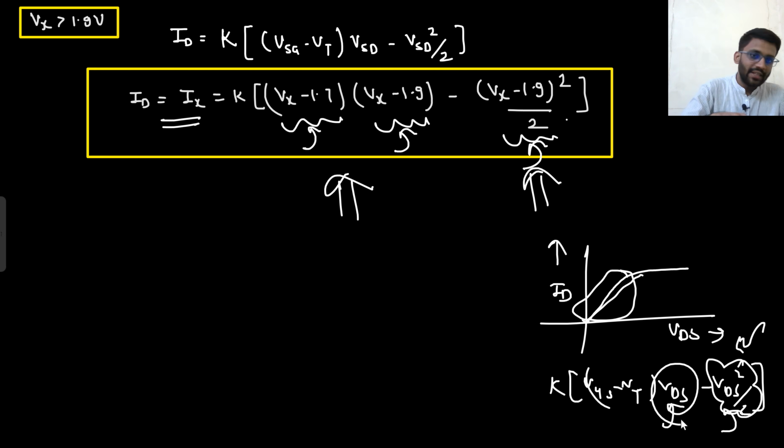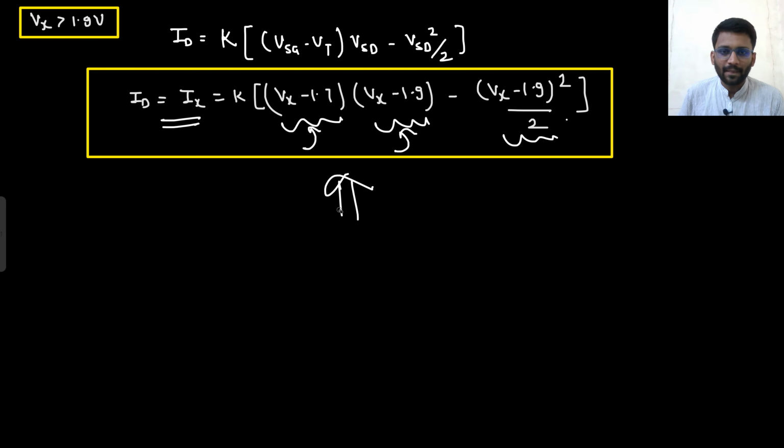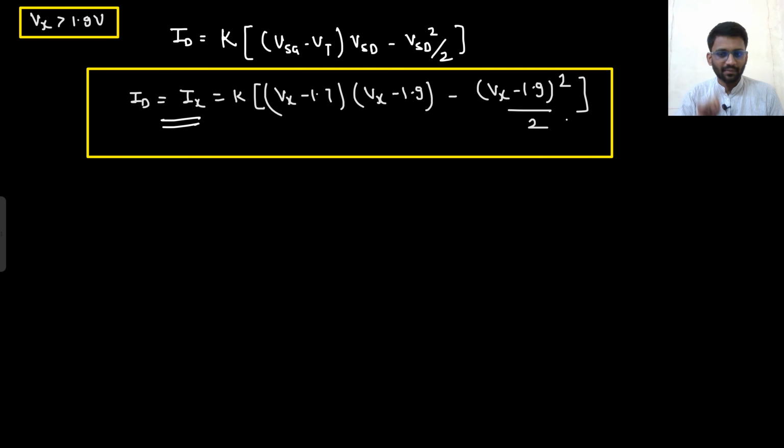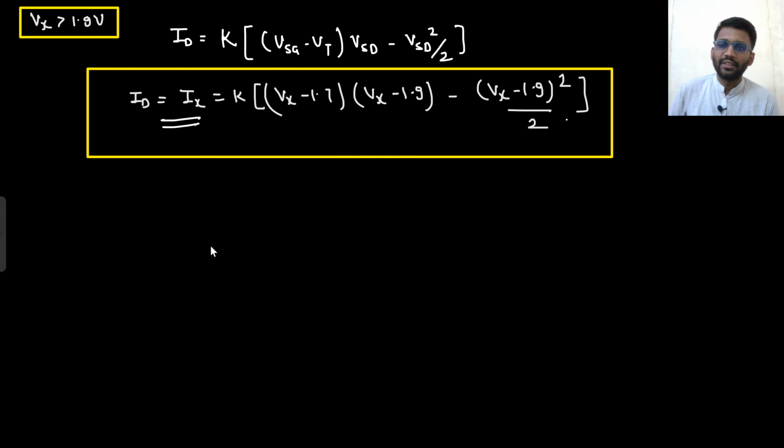The argument could be, sir, VDS is also increasing, VDS square by 2 is also increasing, so increase minus increase, what will happen? Overall increase or decrease? It can be anything, but VDS square by 2 will not increase that much as VDS. So the current increases only. The same thing is happening with ID versus VSD in case of PMOS. So here the current is going to increase only, but not linearly; a square relation would be there.